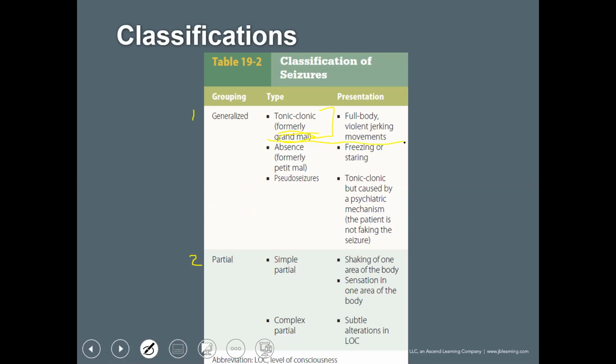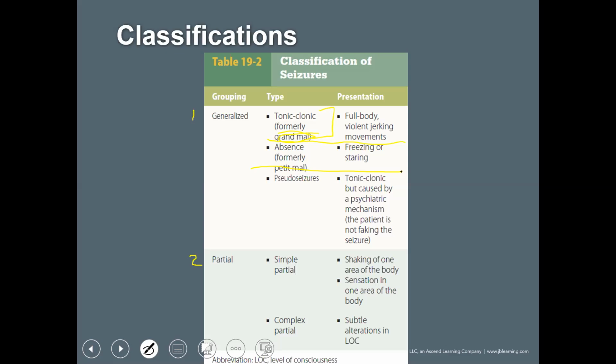Now, the generalized absence seizure we used to call a petit mal seizure, and it's basically when they all of a sudden just freeze and stare. Could be just a few seconds, it could be a little bit longer, but they're just kind of absent for a minute. So those are the petit mal seizures.